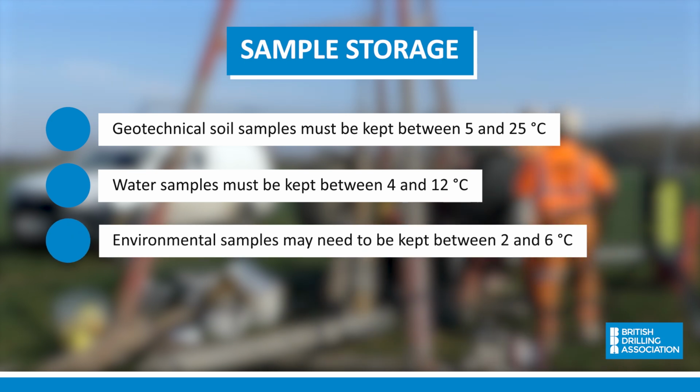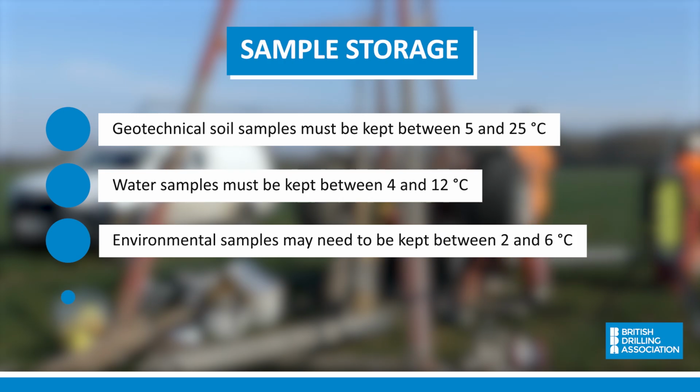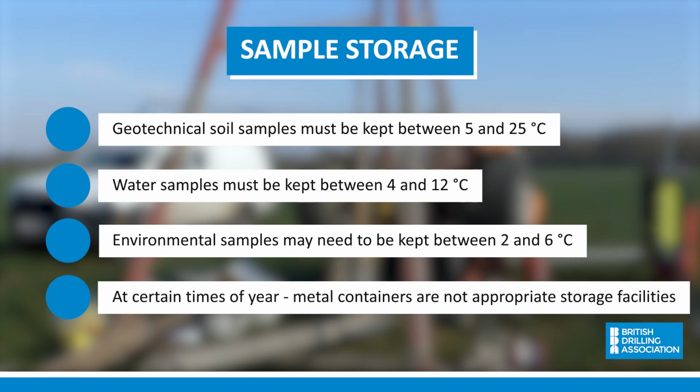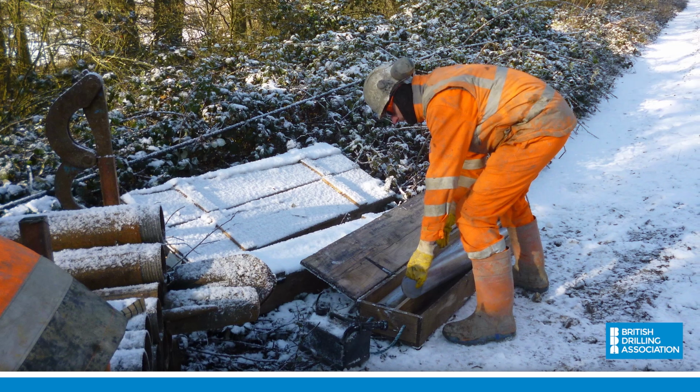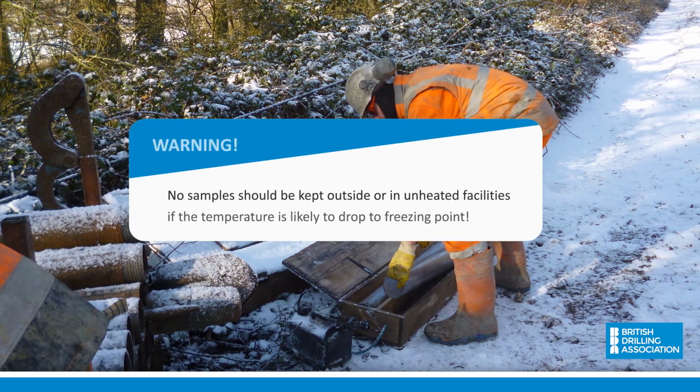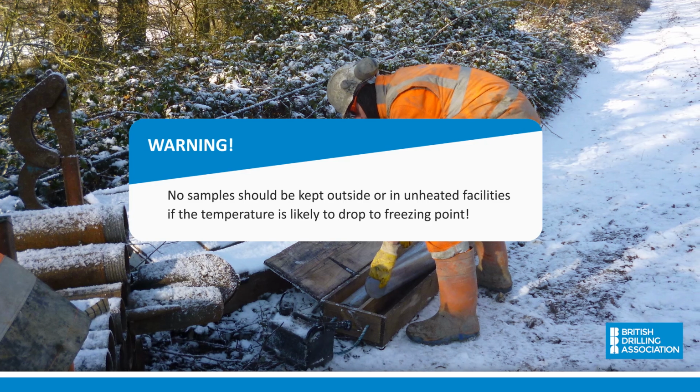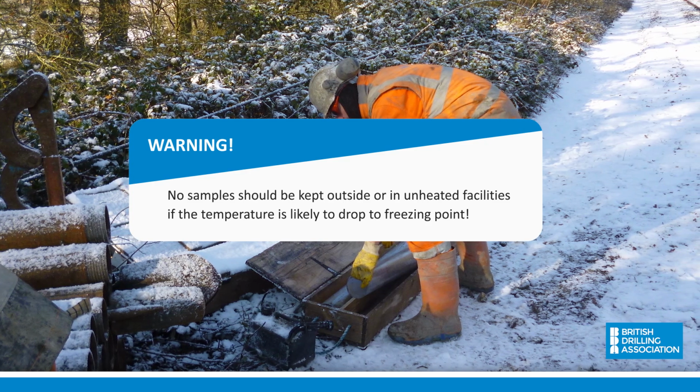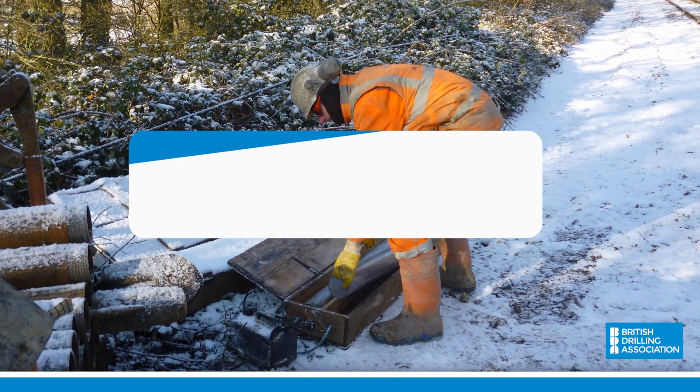Environmental samples often require refrigeration between 2 and 6 degrees Celsius. This may mean that at certain times of the year, metal storage containers will not be suitable, as the internal temperature can easily exceed 25 degrees Celsius in summer if not adequately vented or cooled. They can also get very cold in the winter. Samples must not be left outside or in unheated facilities in winter, when temperatures may drop to around freezing.